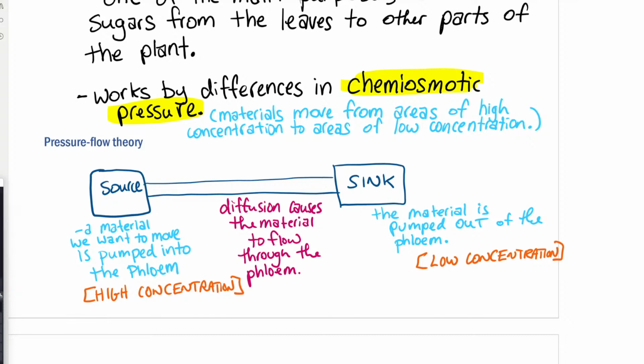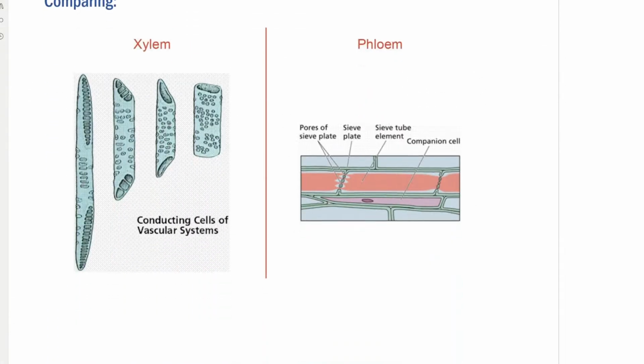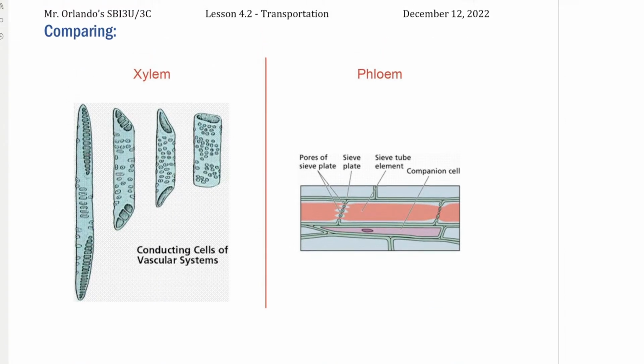With that in mind, we might as well actually look at these vessels. And you can see that xylem cells can take a variety of shapes. They can have some striations at their end, or they can be totally open, but they're always dead cells.